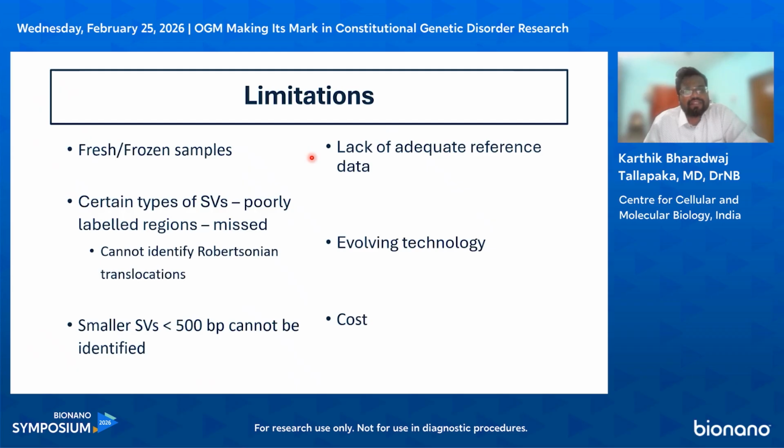But some limitations that we experienced are the requirements of fresh or frozen samples for extracting ultra-high molecular weight DNA. This prohibits us from utilizing previously banked samples, especially if only DNA is available for optical genome mapping. And certain types of SVs are poorly labeled, especially in poorly labeled regions, and are missed. For example, OGM could not pick up the 1 to 12 translocation in case 1. And then some smaller SVs could not be detected, for which long read sequencing is probably better.